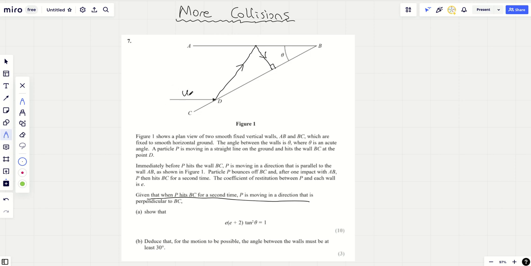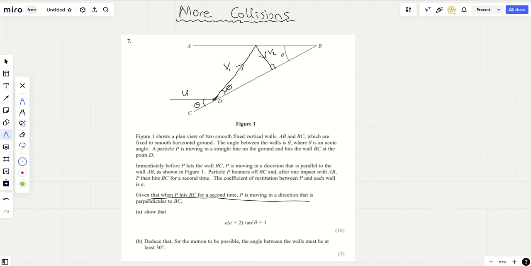Now I'm going to call this first thing U, and then I'm going to call it V1 and V2 just to kind of separate them. And I'm going to start putting the angles in. I'm going to call this original angle, well, we know that one, it's the same as this one. So that one's theta. And I'm going to call this one phi. And basically, what this question is going to be all about is getting rid of this angle phi.